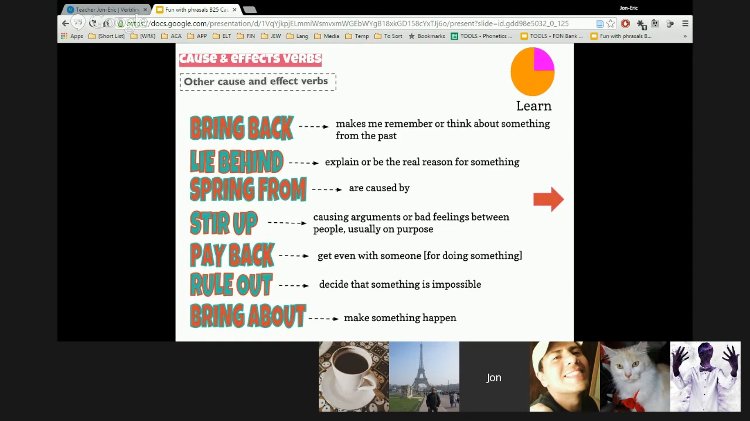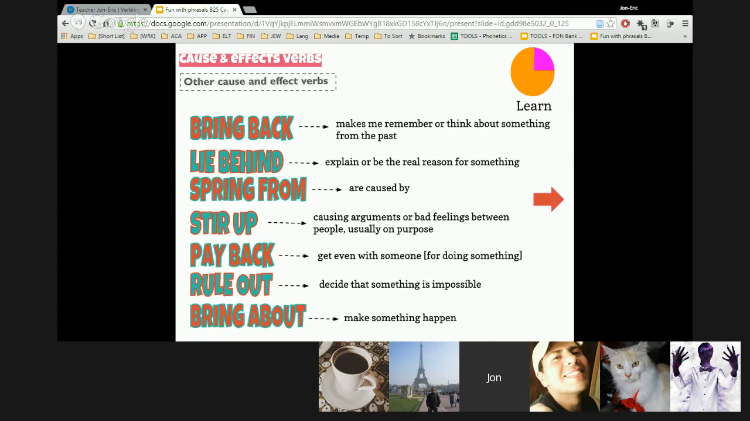All right, we're back to Mr. David for rule out. Rule out: decide that something is impossible. And Mr. Rob, the very last one. Bring about: make something happen. Bring about is to make something happen.